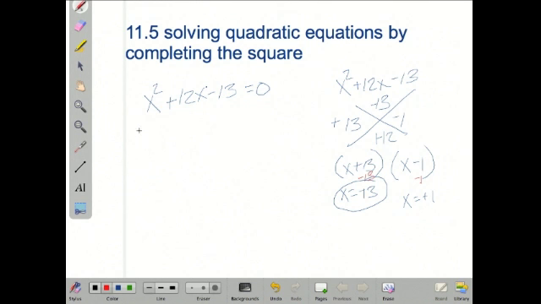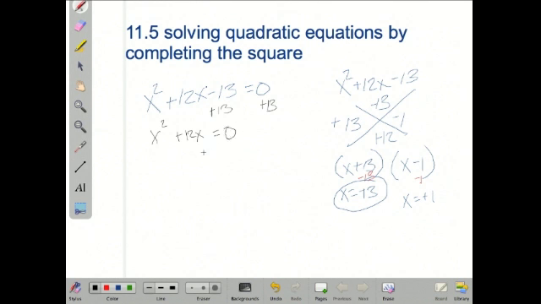Now there's another way to do this, and we're going to do this by completing the square. So what we're going to do is move the negative 13 to the other side. So I'm going to add 13 to both sides, and I'm left with x squared plus 12x equals 13.